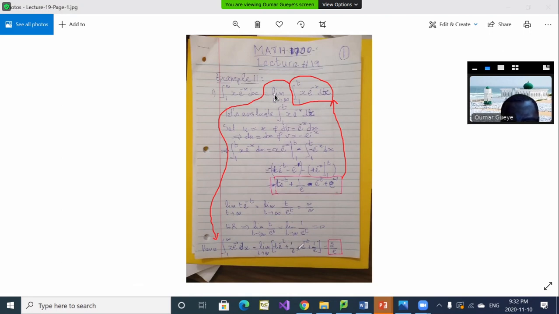The second term is a constant. The third term is going to 0. The last term is a constant. So when you let t go to infinity, this bracket is going to 1 over e plus 1 over e, which is 2 over e. And you're done. That is the value of your improper integral.